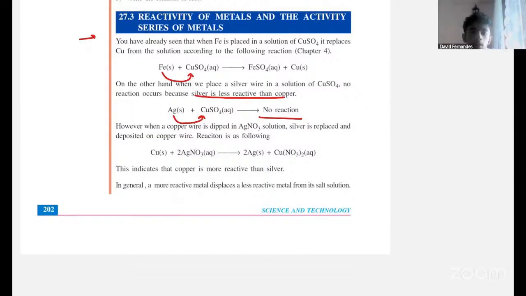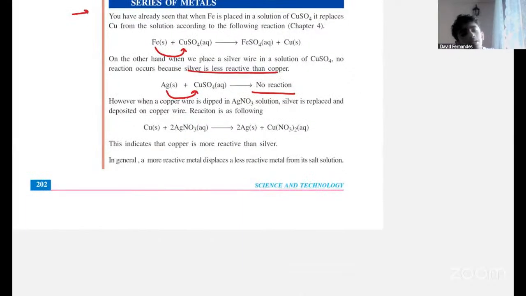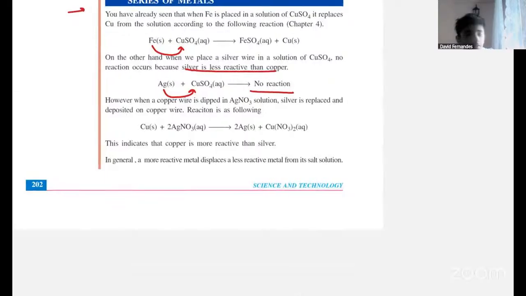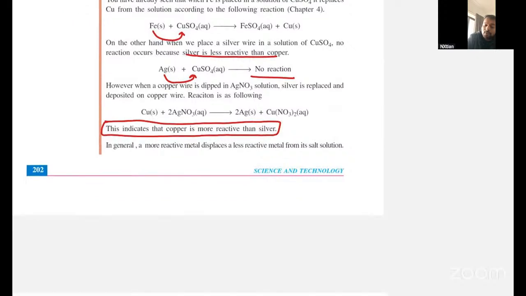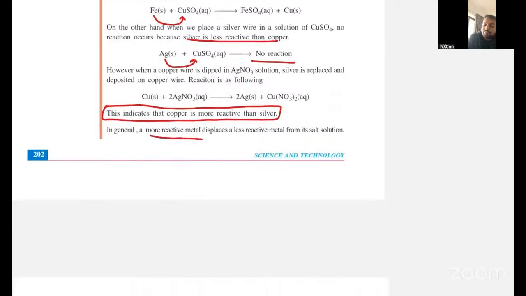However, when a copper wire is dipped into AgNO3 solution, silver is replaced and deposited on the copper wire. The reaction is as follows. And the answer is in front of us: copper is more reactive than silver. So in general, a more reactive metal displaces a less reactive metal from its salt solution, which we learned in the previous class.